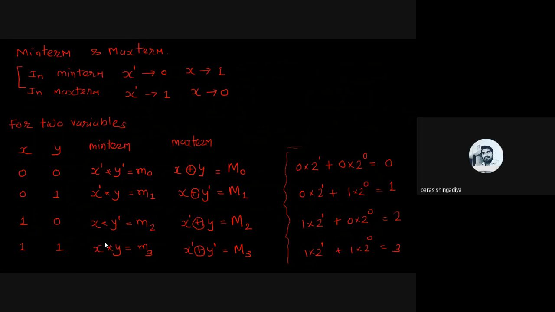So what is that? In min term, x dash will be considered as a 0, and x will be considered as a 1, and in the next term, max term, it is reverse: x dash will be considered as a 1. Again I repeat, in min term the variable is 1.